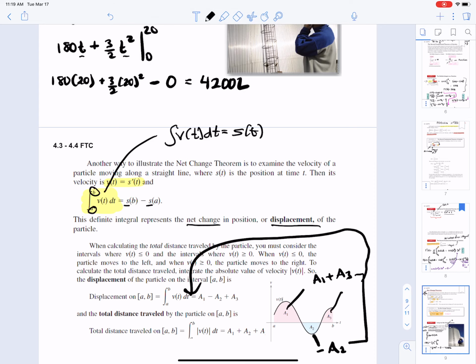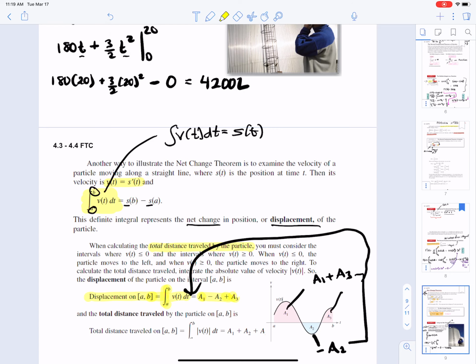Okay? Now when I want to find the total distance traveled by the particle, I'm given a velocity function. I integrate that velocity from lower limit to upper limit, or over the time interval I want. You'll notice I'm adding A1 and A3 because those are areas that are positive, or sitting above the curve, and I subtract off area 2, which is below the curve.